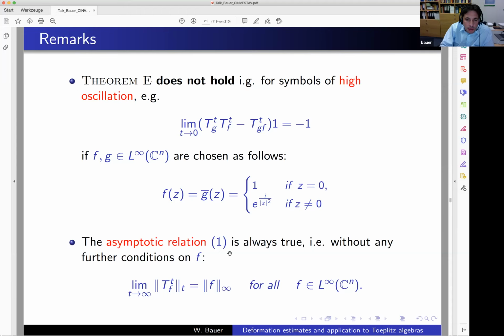So let me just tell you something about the asymptotic relation 1. When does the norm of the Toeplitz operator with symbol f actually tend to the sup norm of f? Do we need anything? The answer is no, we don't need anything. This works actually for every L-infinity function. No oscillation condition is needed here.